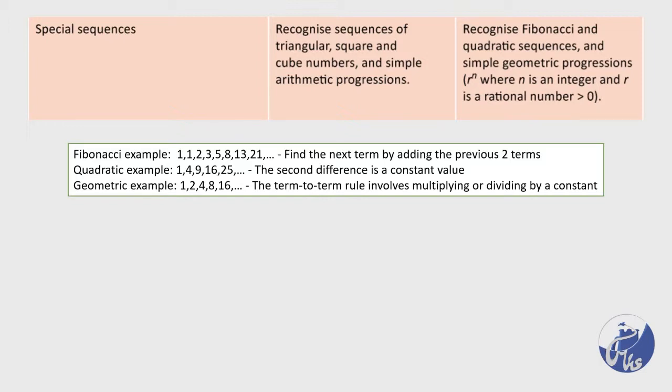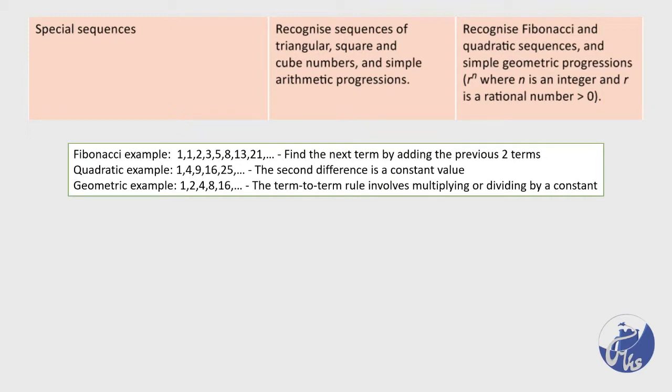A quadratic sequence, and your squared numbers is a basic quadratic sequence, will have a constant second difference. So if you find the difference between the numbers, you'll see it's not the same each time, but when you find the difference of those, that second difference, you'll find that is the same. And you can use that to work out future terms. You will not need to find the nth term rule for a quadratic sequence.